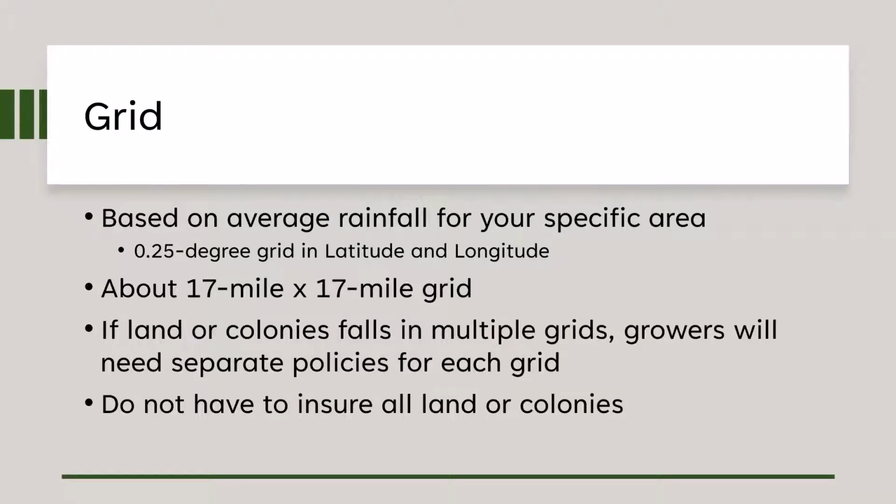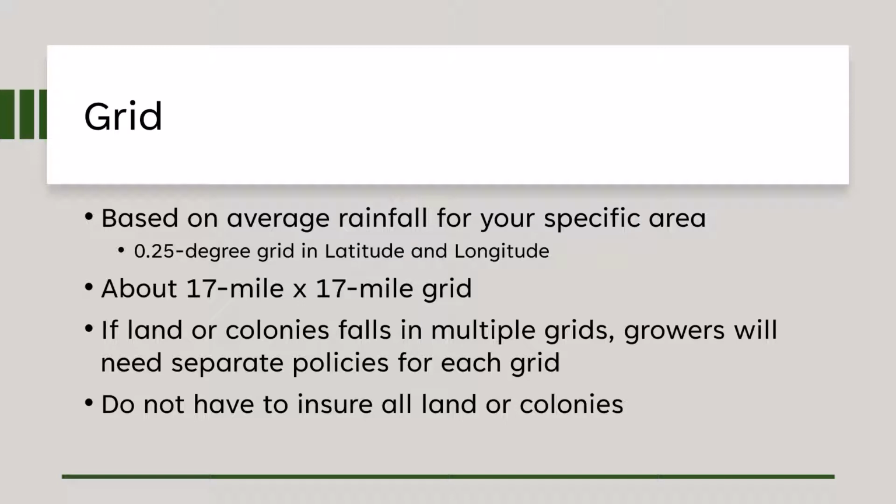And this is based on an average rainfall for your specific area. And this is something you don't determine. It's determined by the RMA using rainfall data. But the grid is about a 0.25 degree grid in longitude and latitude on the map. So this equals about 17 miles by 17 miles.